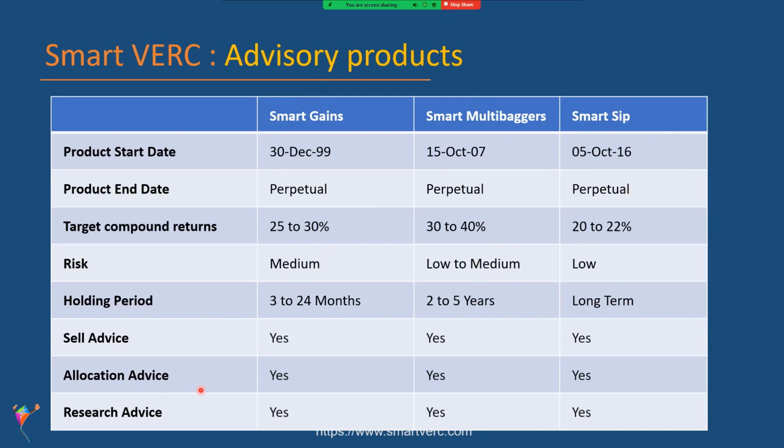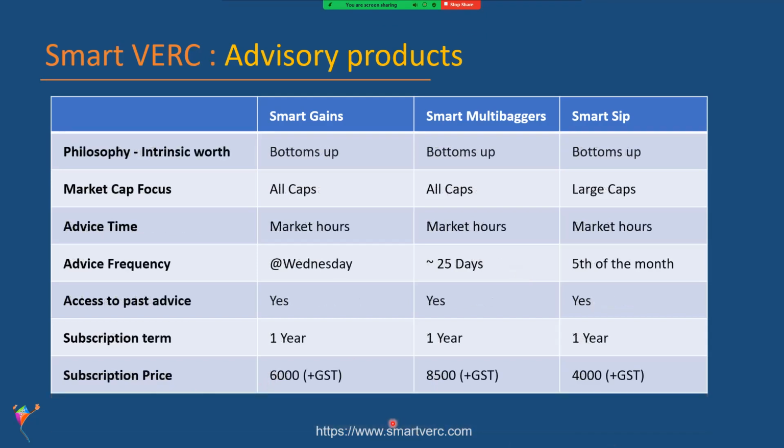Allocation advice we also provide. So that gives you an idea how much you should invest in a particular stock. In all the 3 cases, we do provide research advice. And the philosophy is the same, bottoms up. I can say that up to 85 to 90% of our focus is on the company, and the rest is on the sector and the economy. And on the economy, it is almost zero. We are not bothered about where the economy is heading, but we are bothered about what my company is doing. I have confidence in the company.